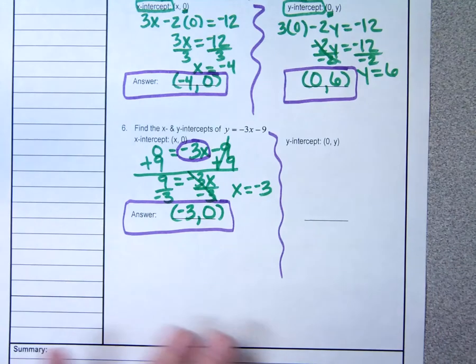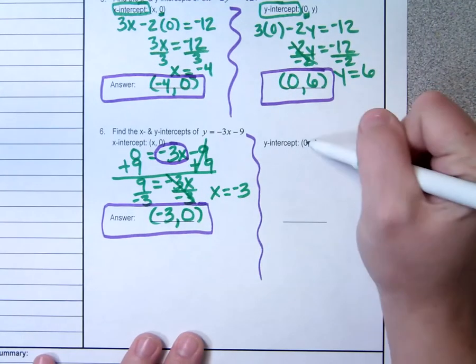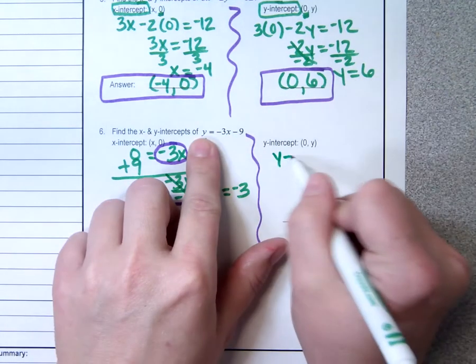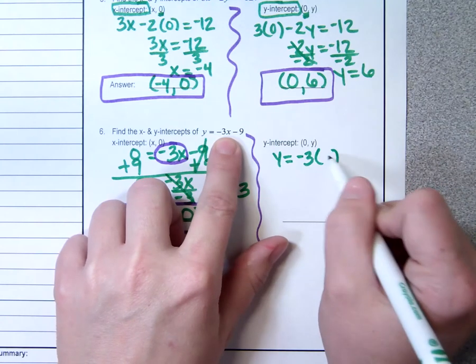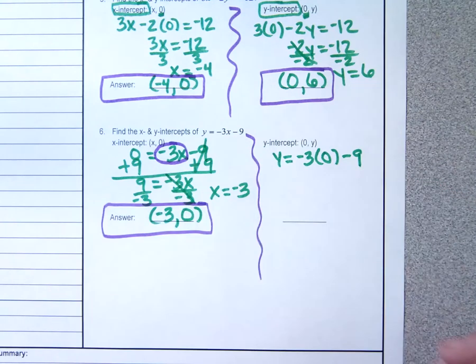Okay, now we want to find the y-intercept. So y-intercepts always have a 0 for the x. So I'm going to put 0 in the x this time. So I recopy the y equals negative 3. As soon as I see that x, I put the 0 in there, and I recopy minus 9.